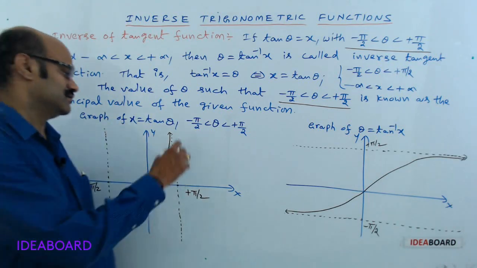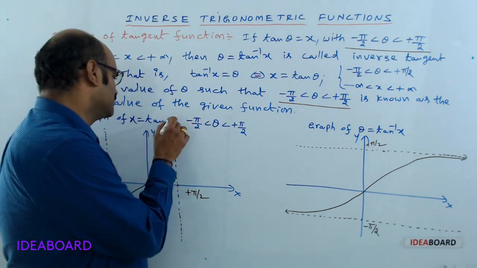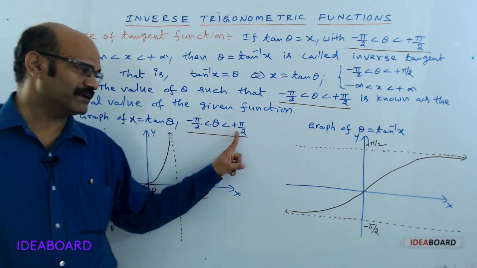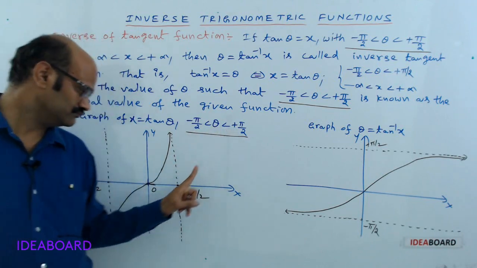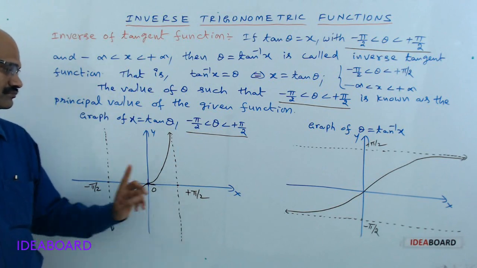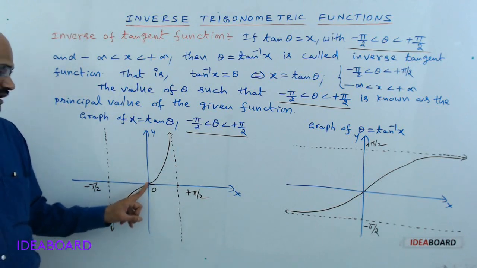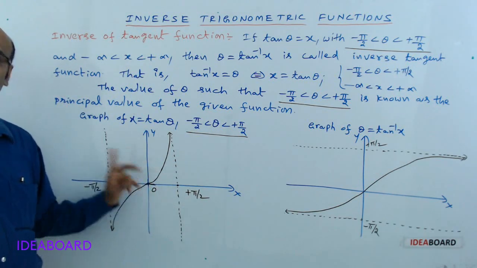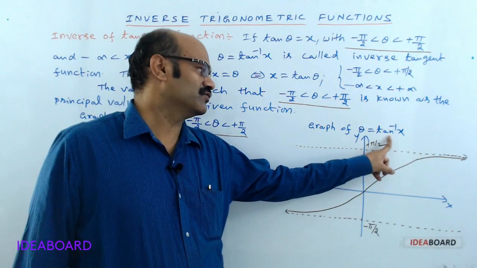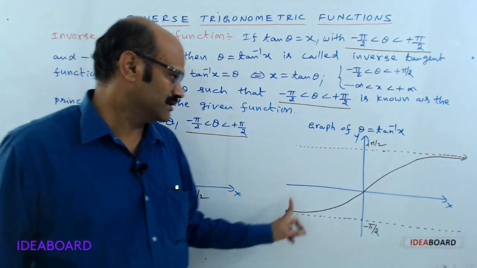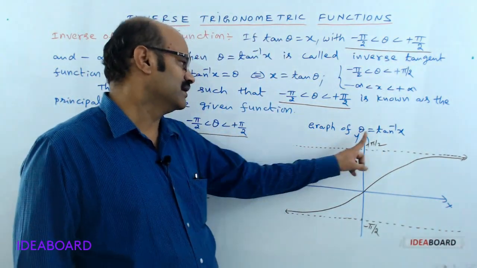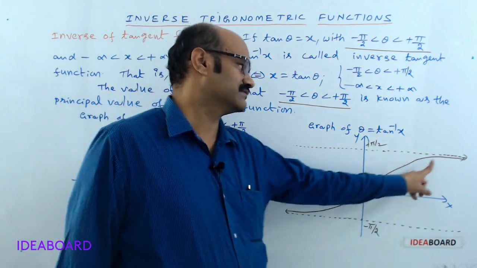When you restrict the domain of x equal to tan theta to minus pi by 2 to plus pi by 2, then it is a bijective function. The graph of theta equal to tan inverse x, with x-axis and y-axis. This is the graph of theta equal to tan inverse x.